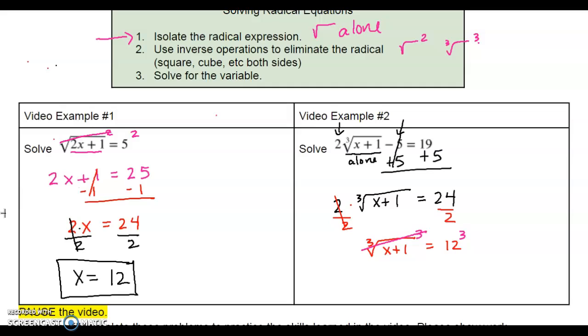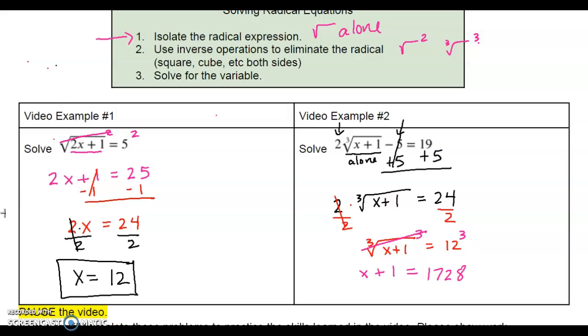So the roots cancel, and you're left with whatever is inside. And then you're going to want to go ahead and get a calculator and either do 12 times 12 times 12 or 12 to the third power. And it's a pretty big number. It's 1,728. But that's okay. You have calculators.